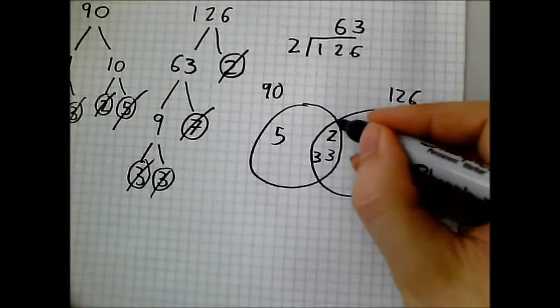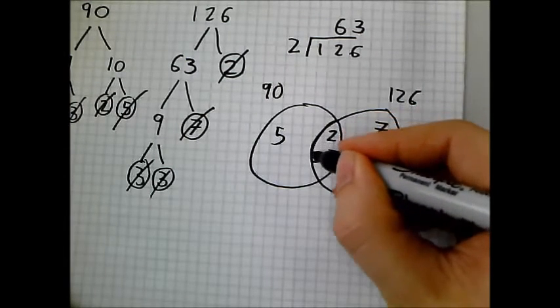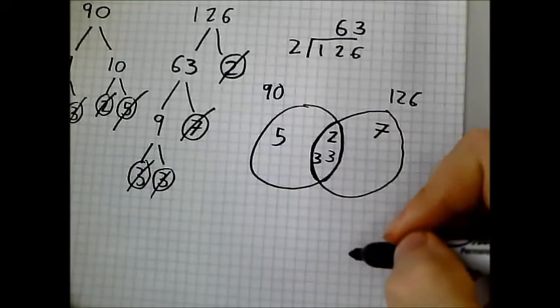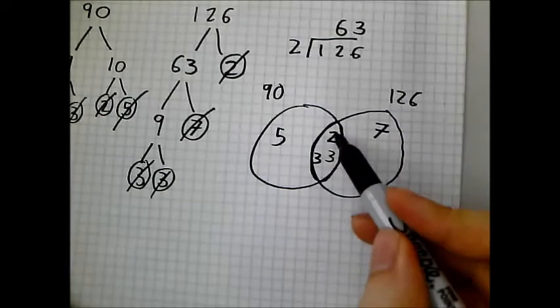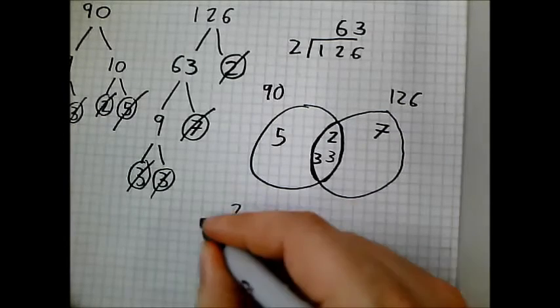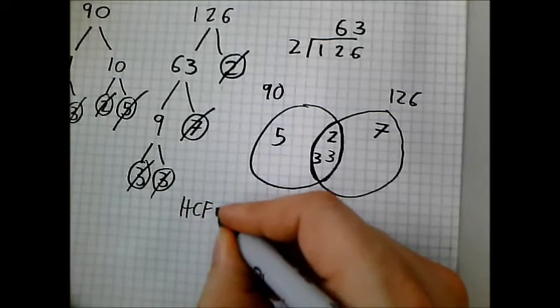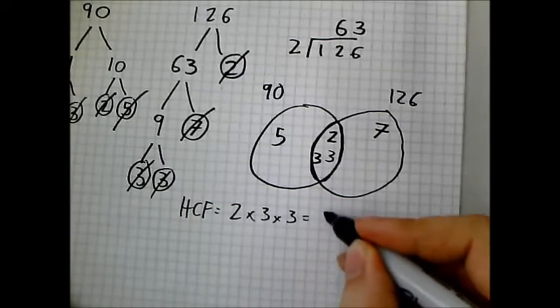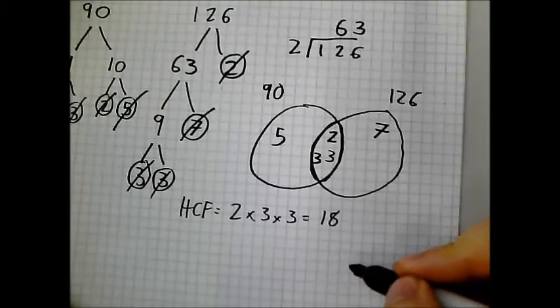The highest common factor can be found in this intersection, because these are the factors that are common to both numbers, and the biggest number I can make out of these is 2 times 3 times 3. So HCF is equal to 2 times 3 times 3, which equals 18.